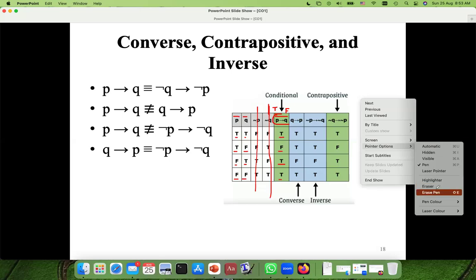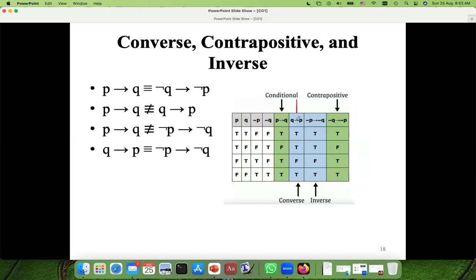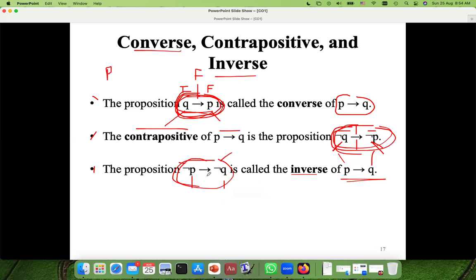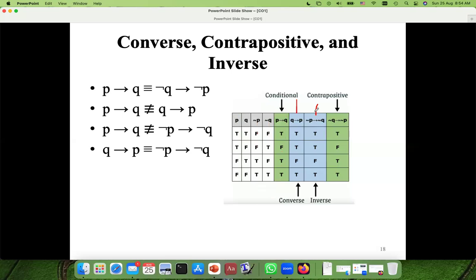Now, Q implies P we already did. And now negation P implies negation Q. This is negation P implies negation Q, the inverse. We are going to find the value of the inverse. So here we have the columns negation P and negation Q. For this, we don't have to look at P and Q, because we have calculated negation P and negation Q here, and the implication is between them.